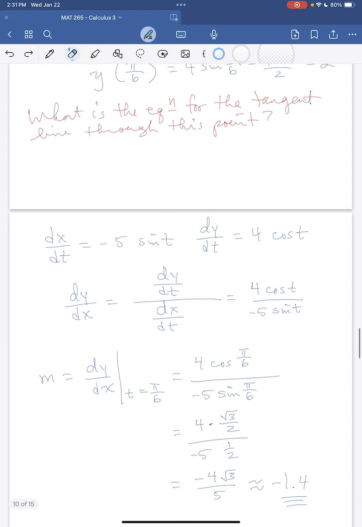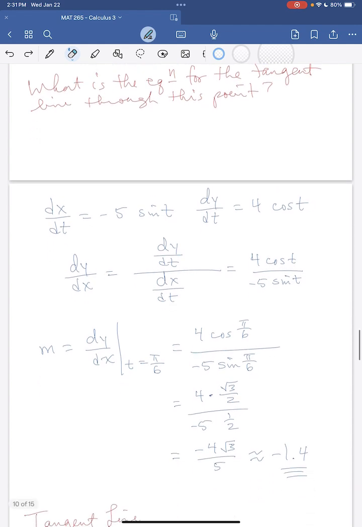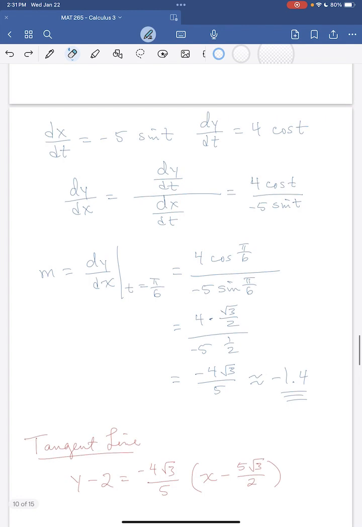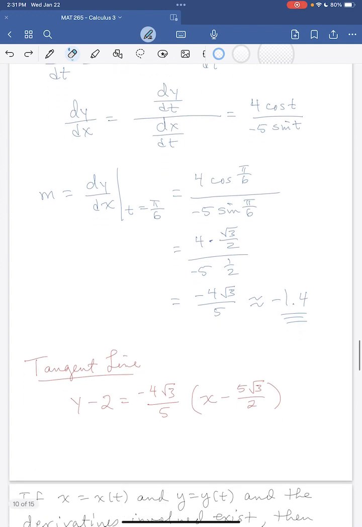Okay, so now we have our slope, and we just need to use the point-slope formula, and we'll have the equation of our tangent line. Remember, the x-coordinate of the point was 5 square root of 3 over 2, and the y-coordinate is 2, and now we've got the slope. So we're just using y minus y1 equals m times (x minus x1), which I think we all know. Okay, so that's our tangent line.